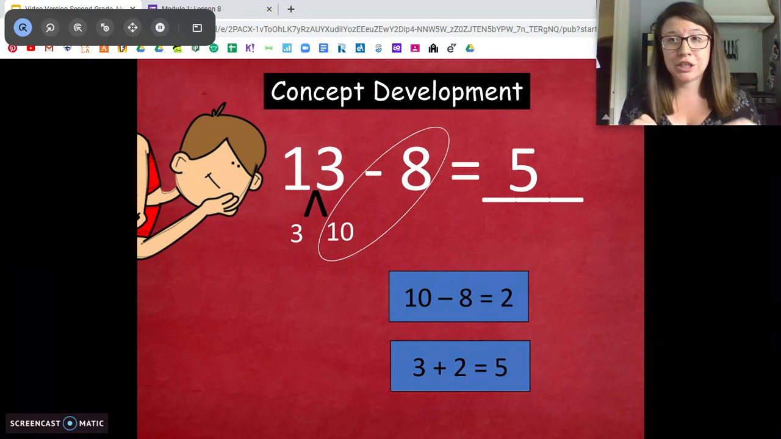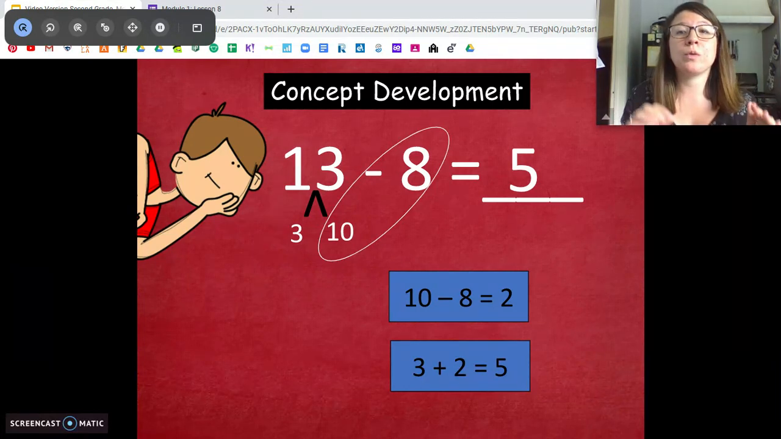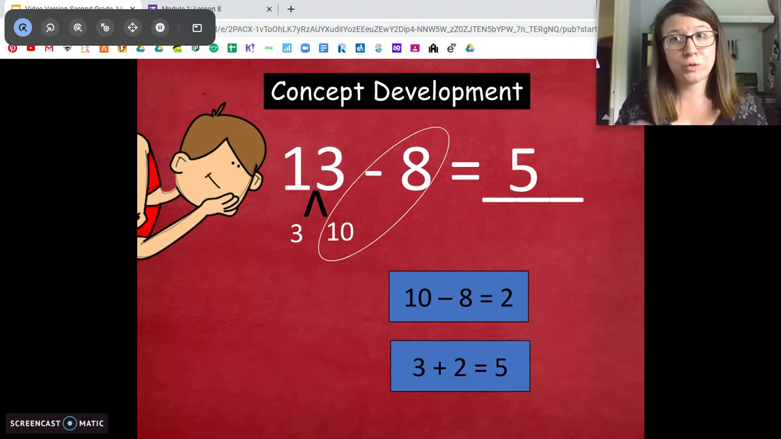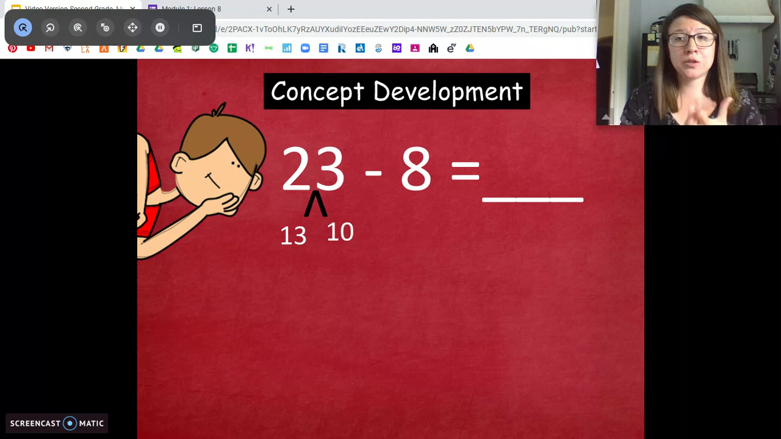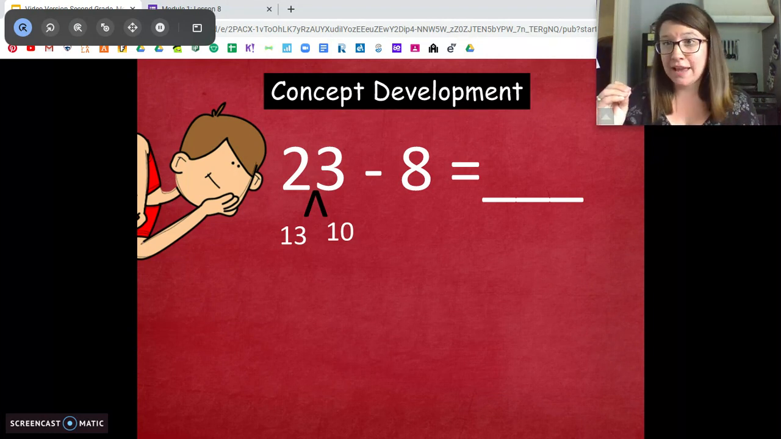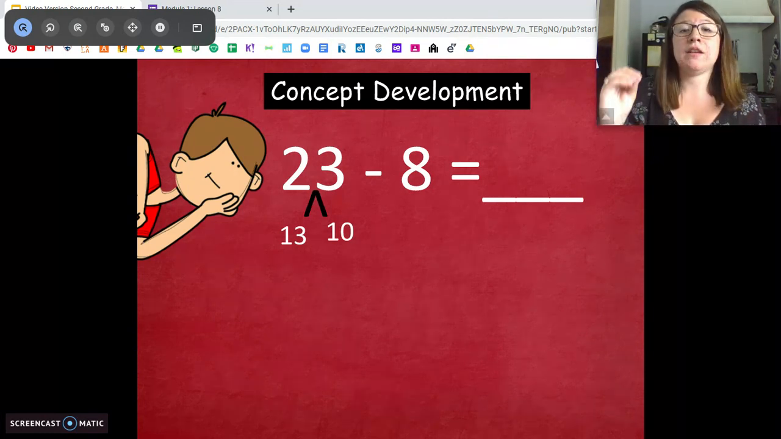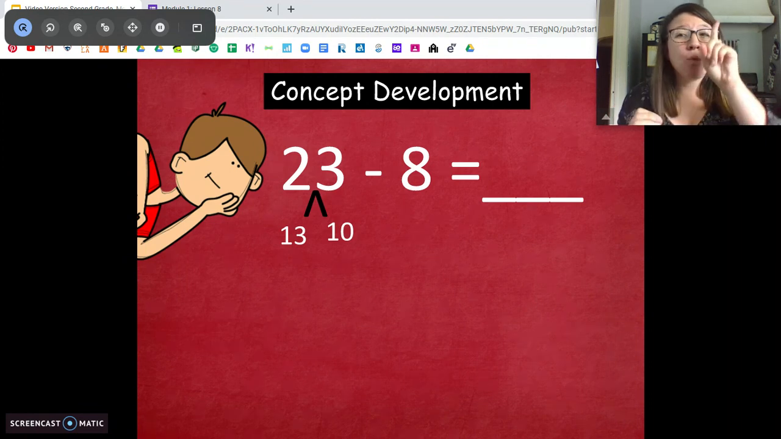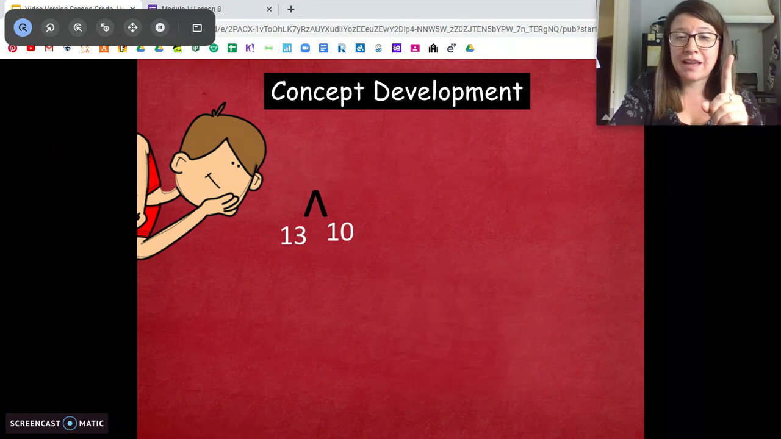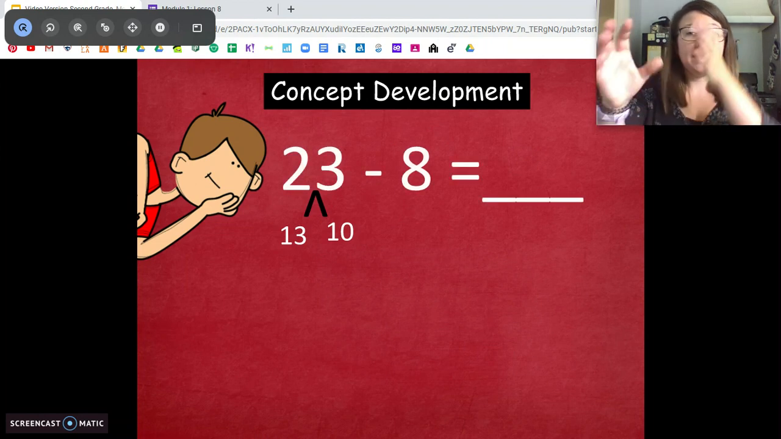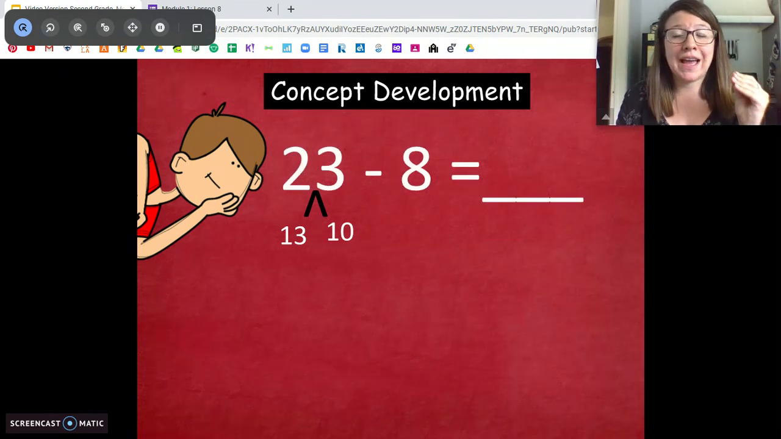Use the same strategy, but now we're going to do it with numbers over 20. Here we go. Okay, we have the number 23. Take out the 10. So now we know we have 1 ten left in 23, right? We took out the 10 in 23. Now we know we have 1 ten and 3 extra ones.